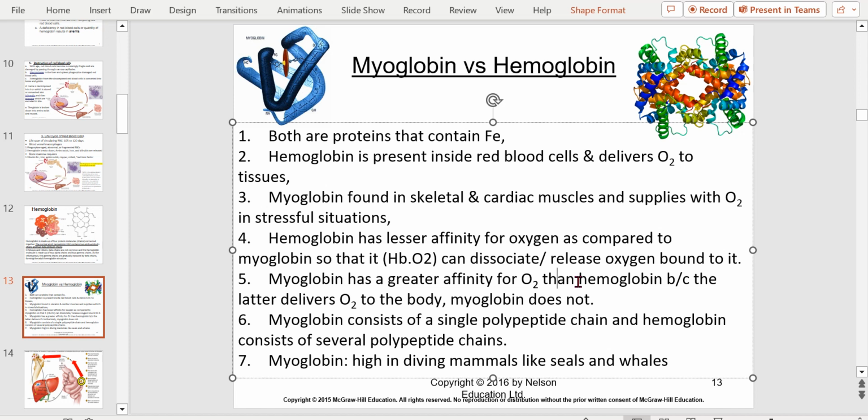Number 5, again, myoglobin has a greater affinity for O2 than hemoglobin because the latter, hemoglobin, delivers oxygen to the body. Myoglobin does not, all right? Myoglobin is kind of a terminal end for oxygen. Number 6, myoglobin consists of a single polypeptide chain, and hemoglobin consists of several. Myoglobin is high in diving animals, like seals and whales. And you think about that, right? They take one big breath and then they're down under the water for 15, 20 minutes, half an hour. Okay, myoglobin's got to be enormous.